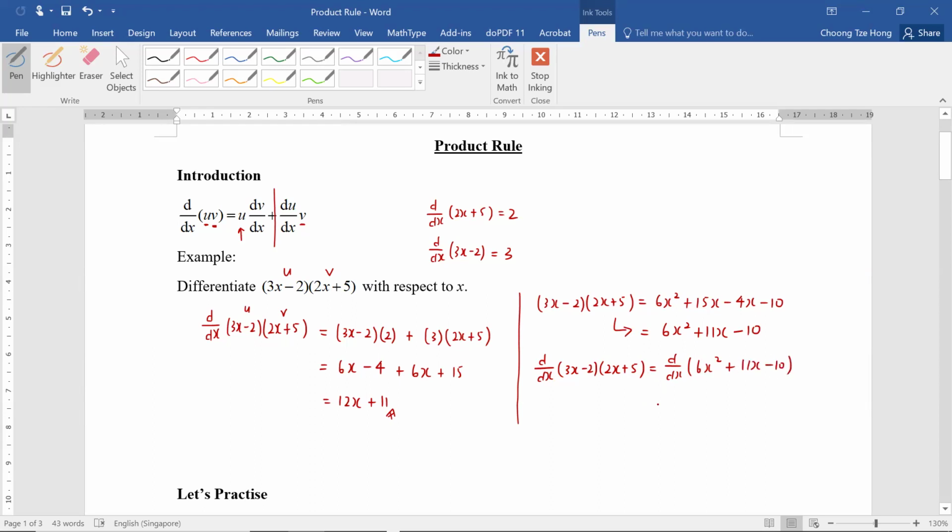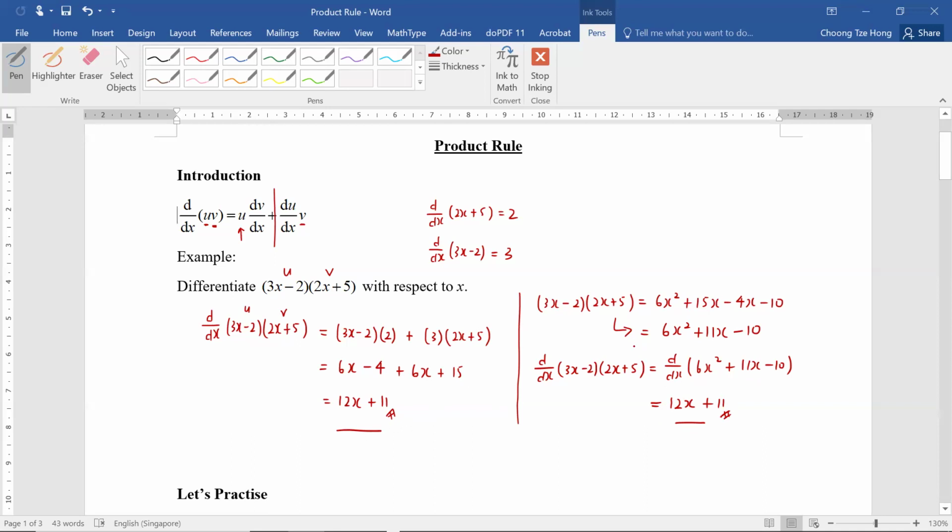Differentiate 6x squared: bring the power in front, 6 times 2, you get 12, reduce the power by 1. Differentiate 11x: power 1 goes in front, 11, reduce the power by 1, becomes x to the power of 0, so you just get 11. You can see that the two answers over here and here are the same. So this means that what we have learned regarding the product rule actually works.